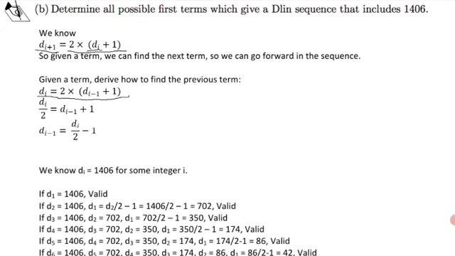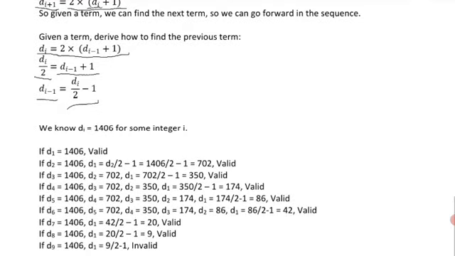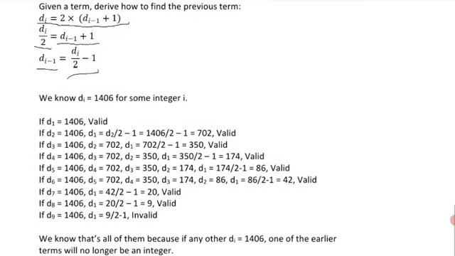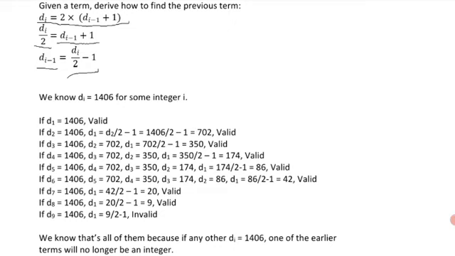Now we have an equation in di and di minus 1. Let's isolate di minus 1. We do so by dividing both sides by 2 first, so we have di over 2 equal to di minus 1 plus 1. And lastly, let's subtract 1 from both sides. So we have that di minus 1 is equal to di over 2 minus 1. With this, we now have the ability to go backwards in the sequence. Given a current term, we can find the previous term.